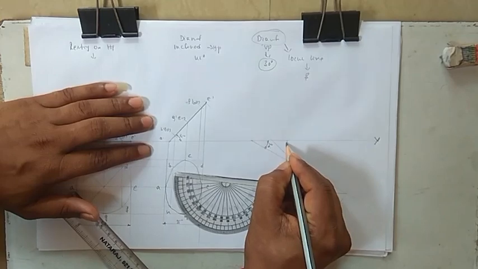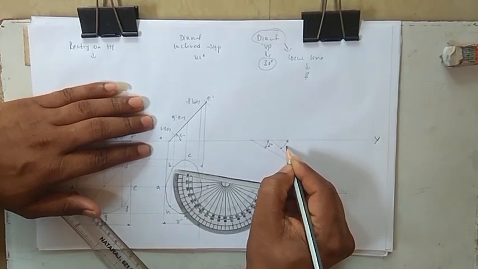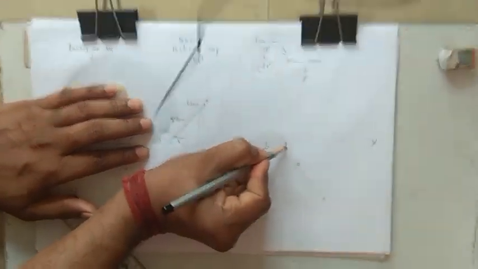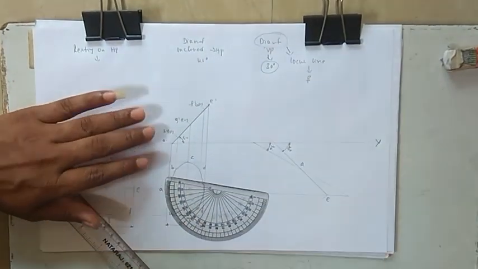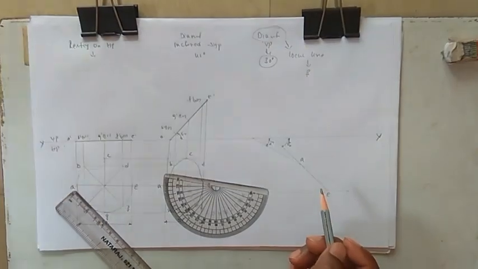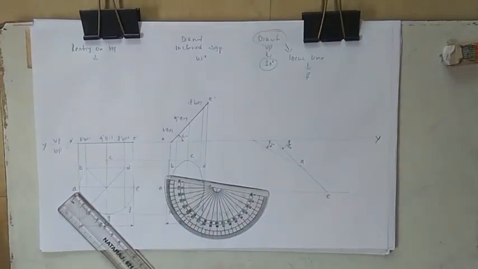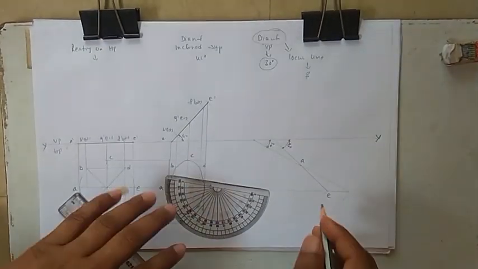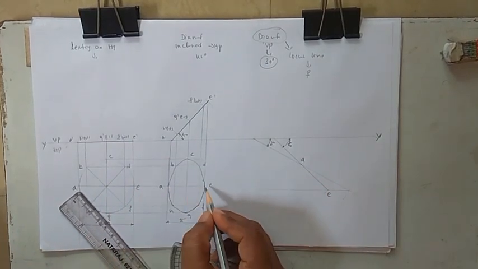Okay, so for me it is coming 45. As I already said, sometimes the angle may be plus or minus 2 or 3 degrees. So there may be some minor errors, just ignore. So now we got this AE.